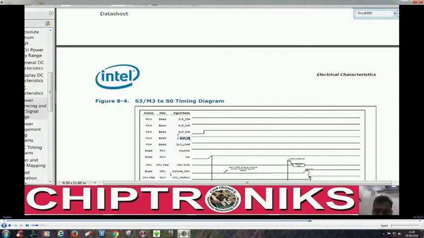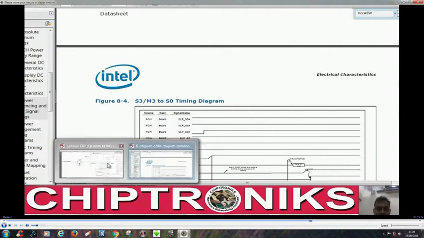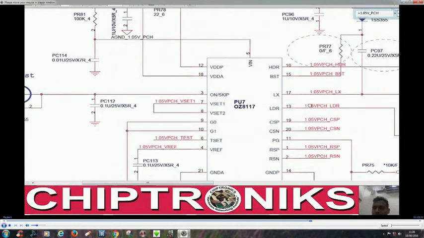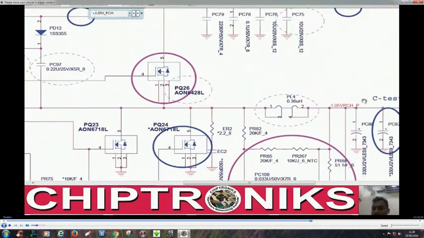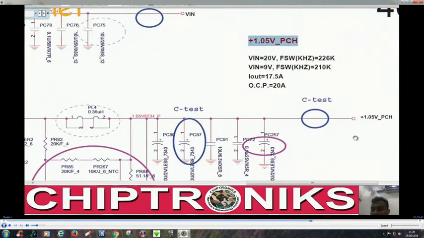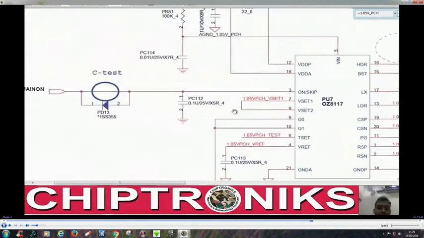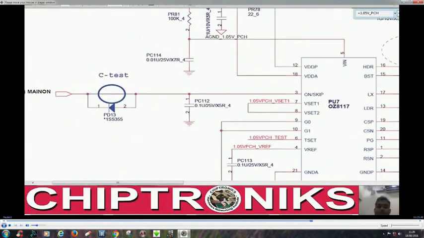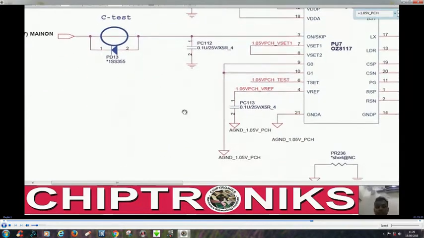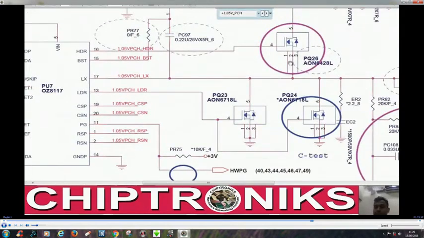Here this SLP underscore A is not connected, so the voltage VCC ASW is fed by plus 1.05 volt underscore PCH, which is generated by a voltage regulator enabled by main on, and this main on is coming from the IO controller when the IO controller gets SLPS4 and SLPS3. So this VCC ASW, let's go back.